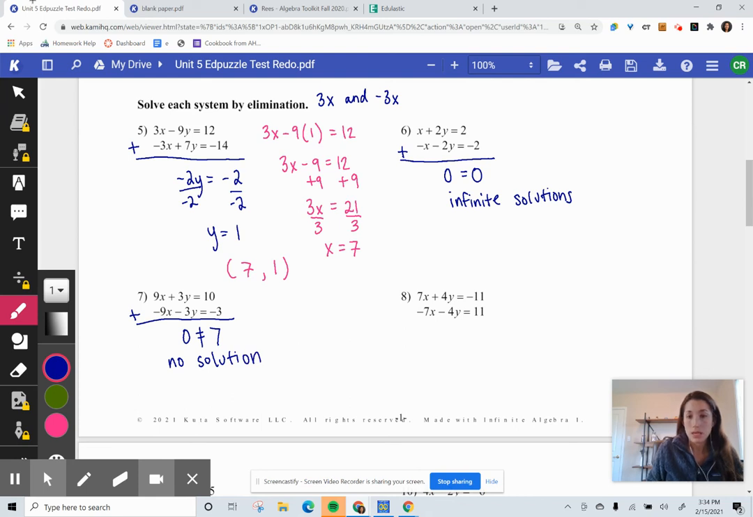Okay, so now go ahead and you're going to answer question 8. You're using the elimination method and determine if these two equations have infinite solutions, or if they have no solution.